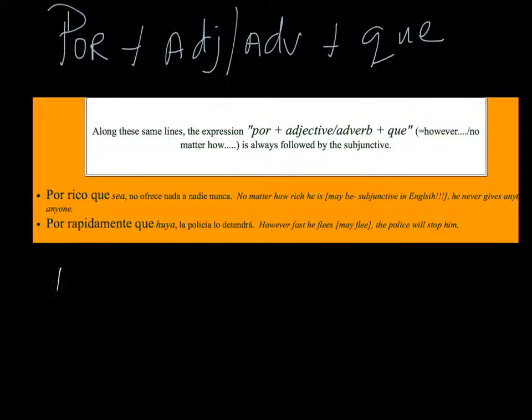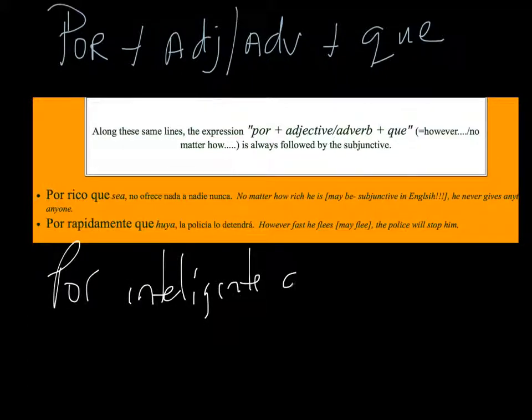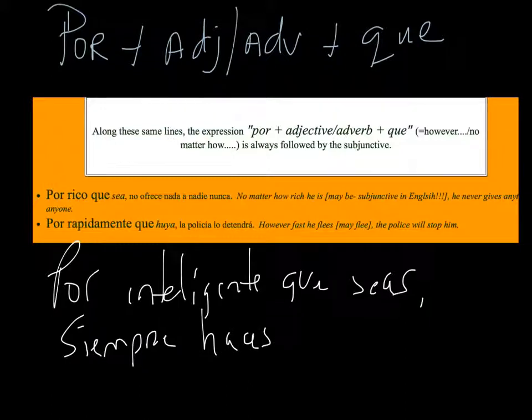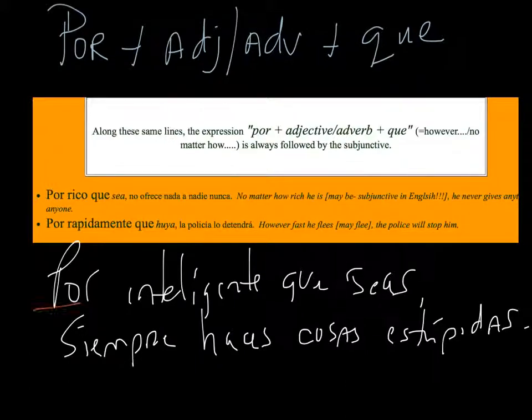So, por inteligente que seas, siempre haces cosas estúpidas. No matter how smart you are, you always do stupid things. So every time it's por plus an adjective or an adverb plus que, and then we use the subjunctive immediately afterwards, an automatic.